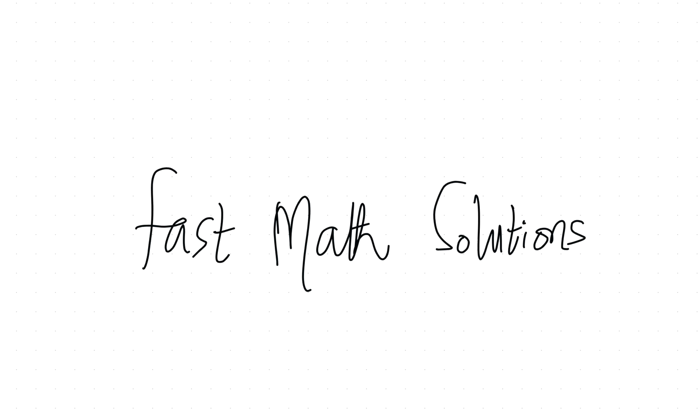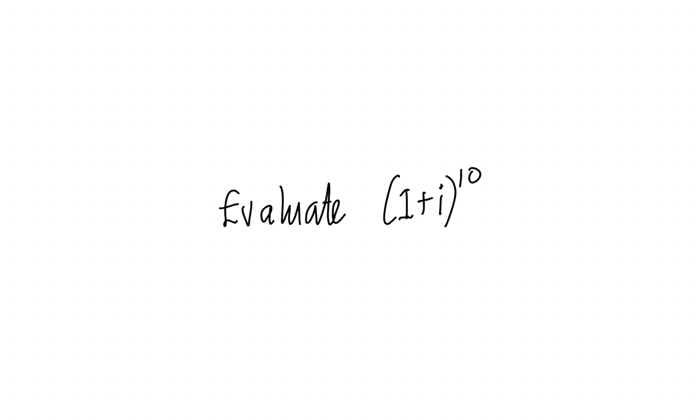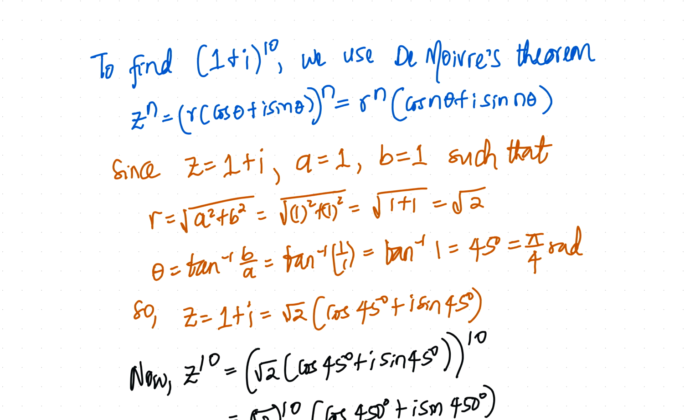In this video, we'll be considering this interesting problem: to evaluate (1 + i) raised to power 10. That's the complex number 1 plus i to the power of 10. Of course, this looks like something we can do using binomial expansion, but that'll be a very tedious process. Interestingly, we have good methods like De Moivre's theorem to take care of something like this. So let's see what that looks like.